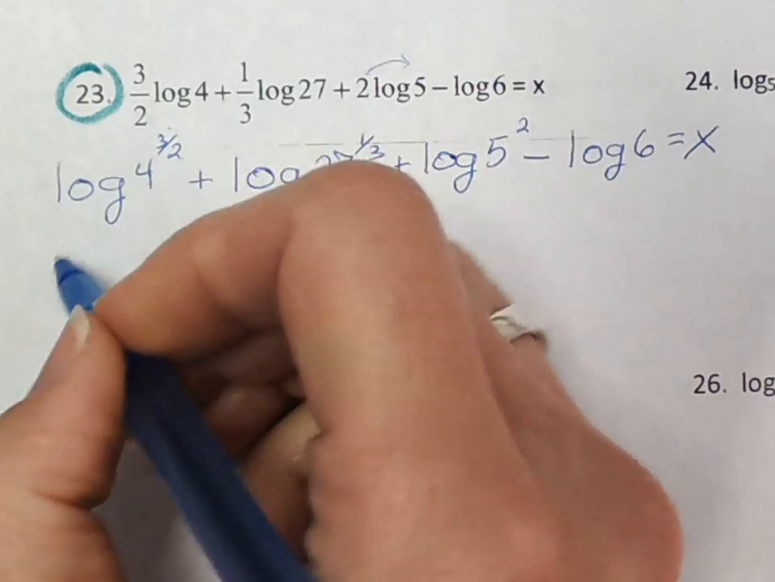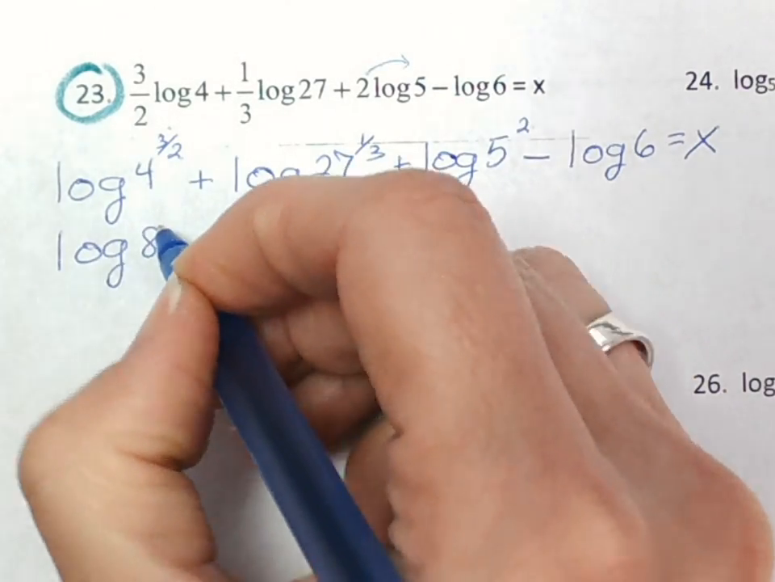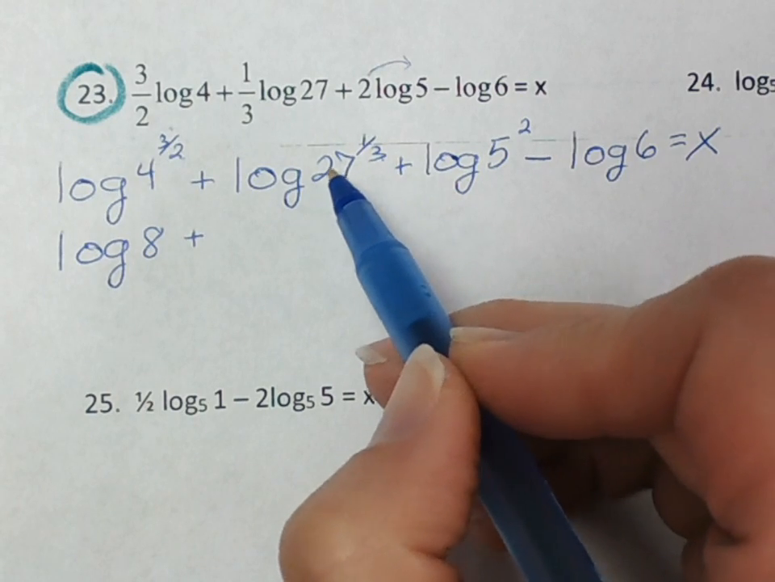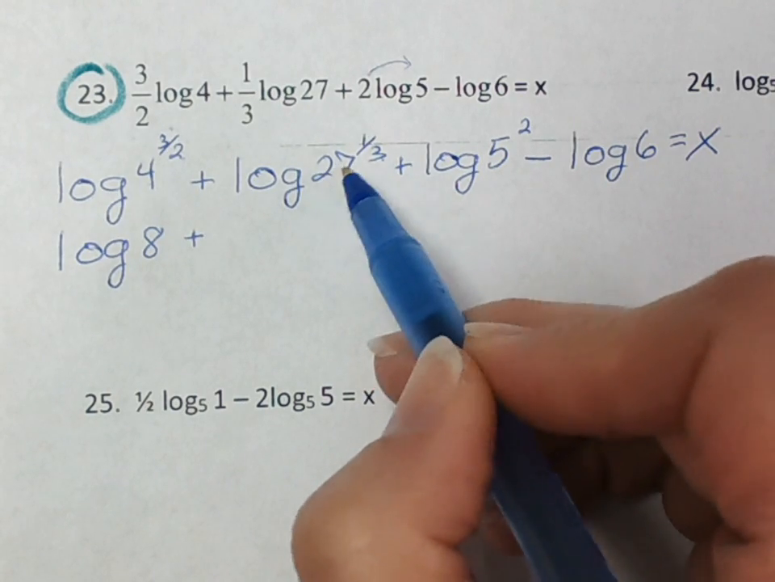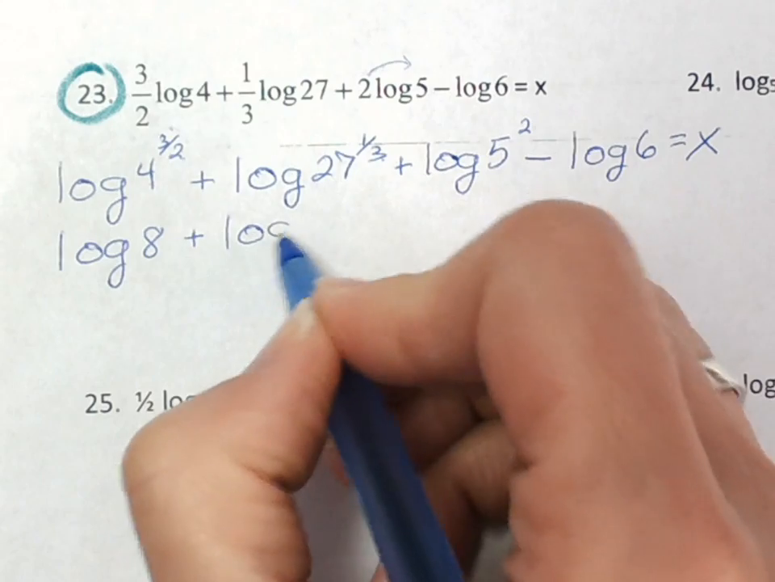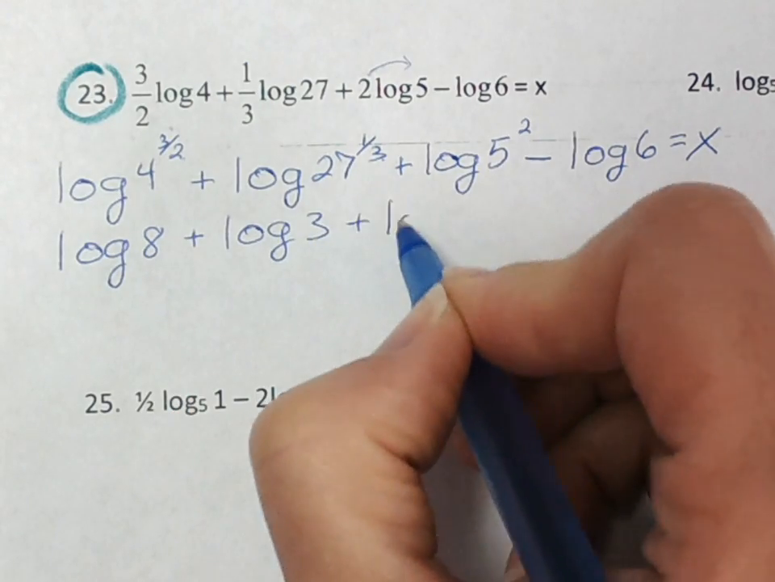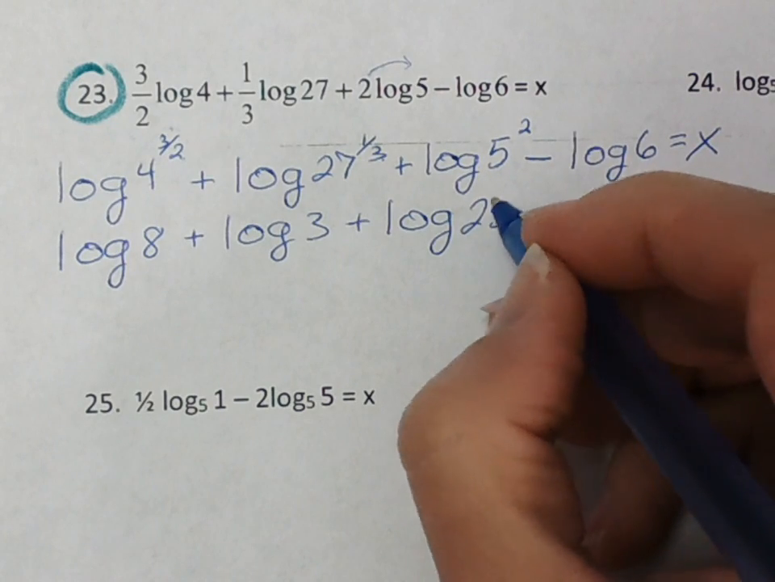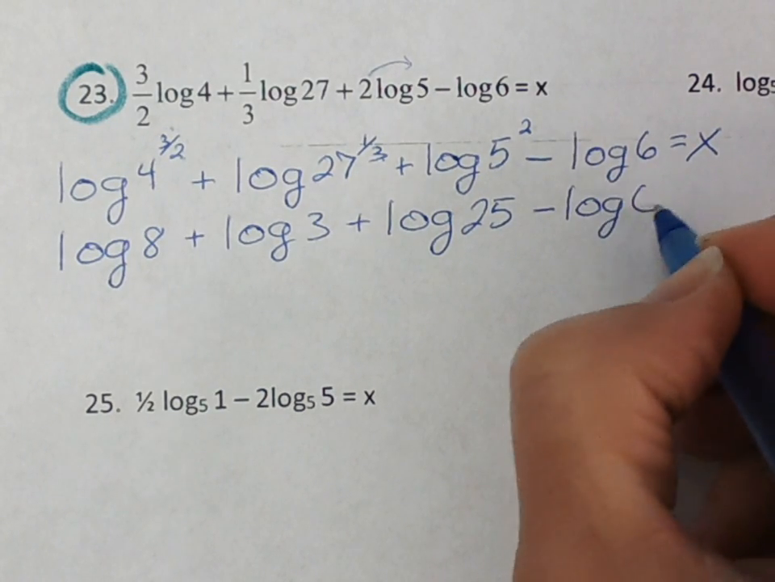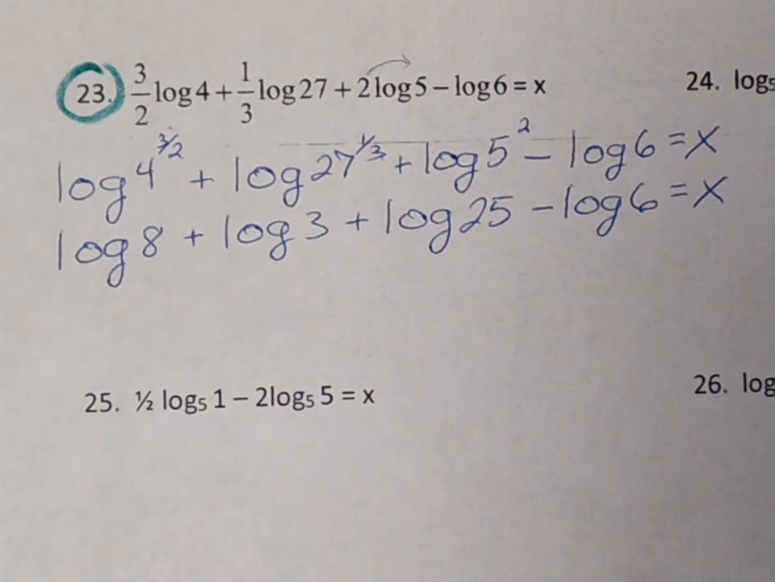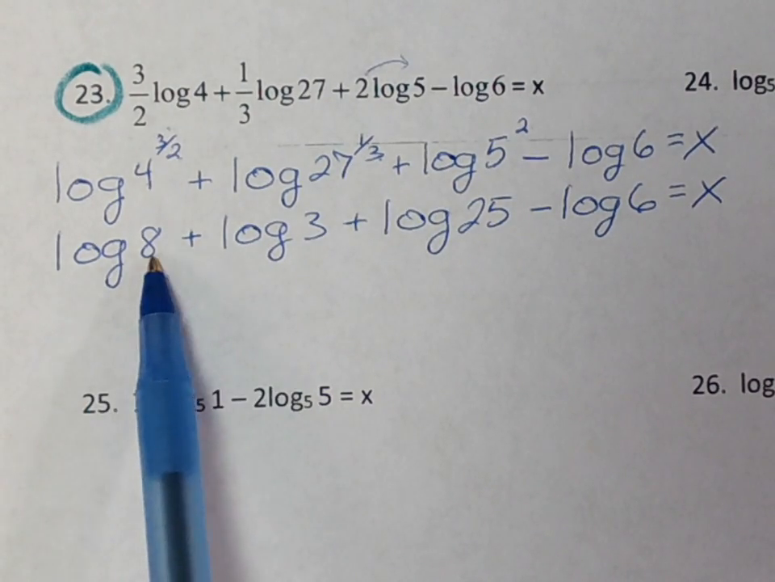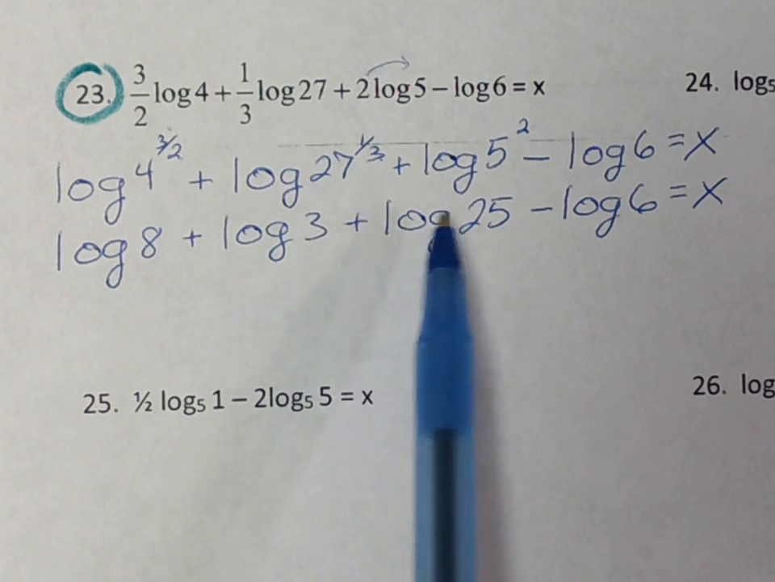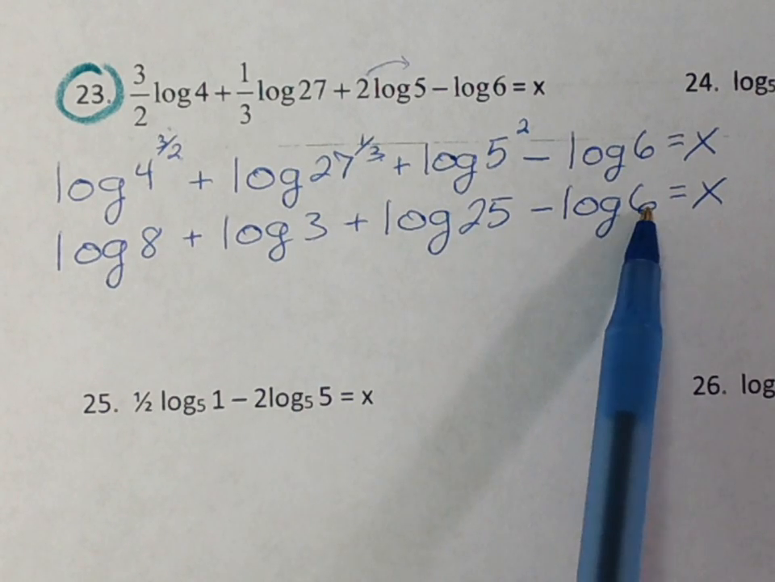So this turns into log 8 plus, same thing here, this is the cube root of 27, which is 3, or you can just put 27 to the 1/3 power in the calculator. This turns into log 3 plus log of, what's 5 squared? 25. Minus log 6 equals x. All right, so now we're just adding and subtracting. Remember, when you add, you multiply the arguments, and when you subtract, you divide the argument.